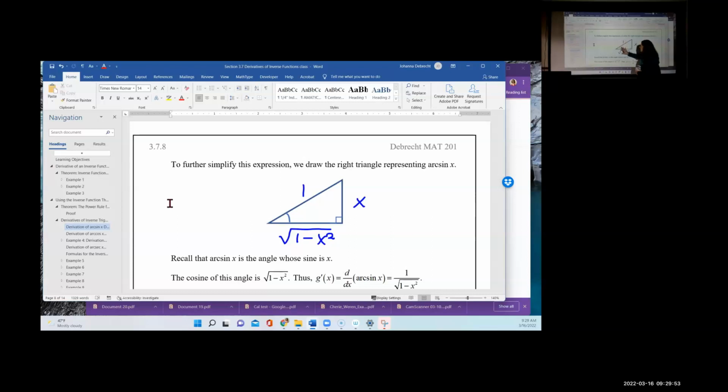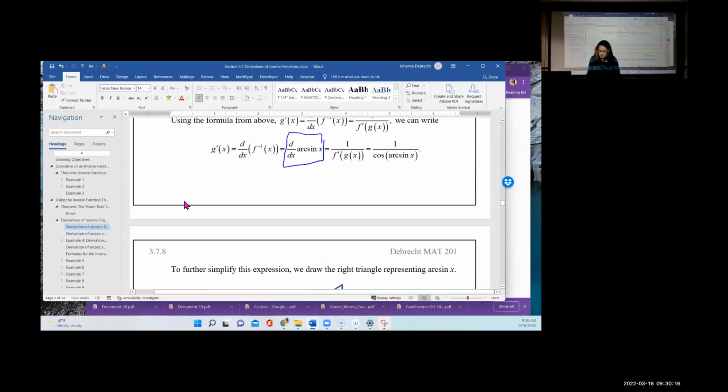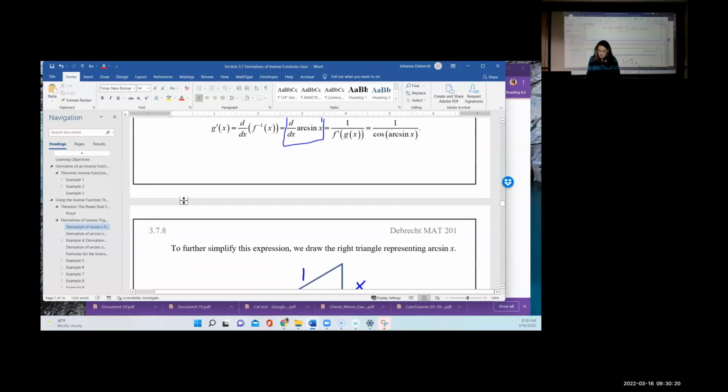So this became c squared minus b squared, which is 1 minus x squared under a radical to give us the actual value of it. And it is a length, so it's got to be strictly positive. So I knew the opposite side, I knew the hypotenuse, and I used the Pythagorean theorem to find the missing side. Now, what we're looking for is something that says the cosine of that angle is something.